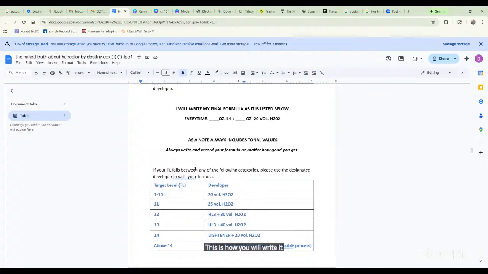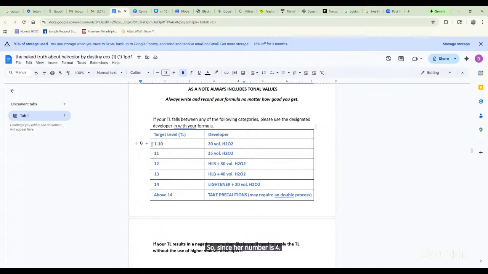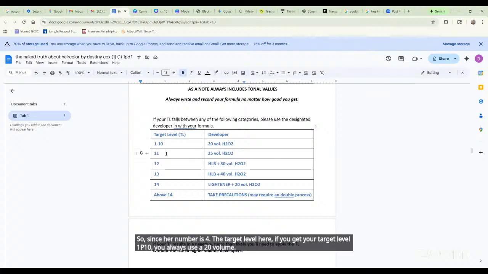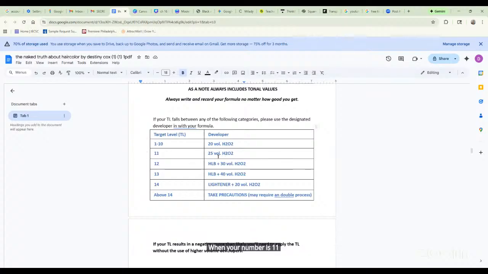Now you have to match it with a developer. So since her number is 4, the target level here, if your target level is 1 through 10, you always use a 20 volume. When your number is 11, you always use a 25. When your number is 12, you actually are going to use a high lift blonde, HLB. It is a color in a tube, but it's mostly a blending powder. We will go to high lift blondes, HLBs, before you go to lighteners.